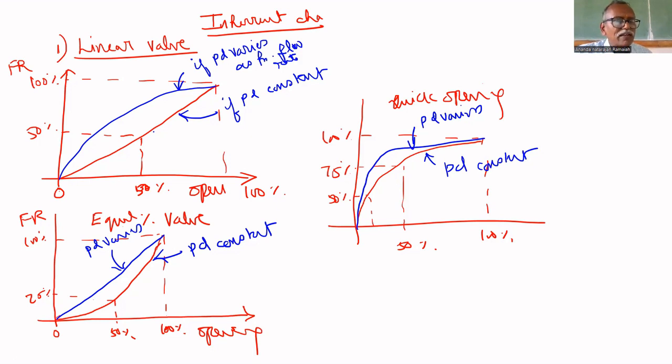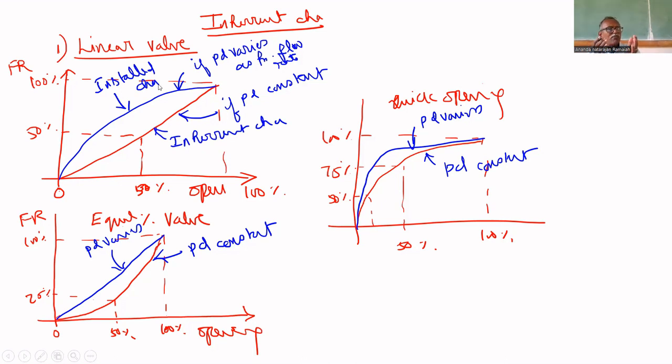When the pressure drop is constant, this is the inherent characteristics. That is called inherent characteristics. This is called installed characteristics. If you install the valve in a line, it becomes like this. That's why it is called installed characteristics.